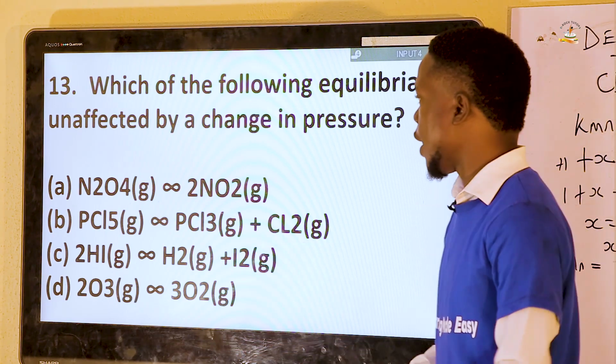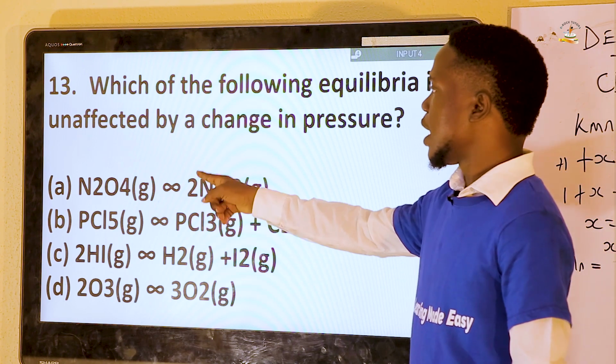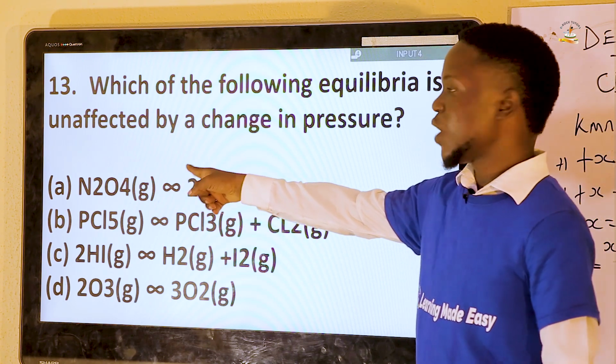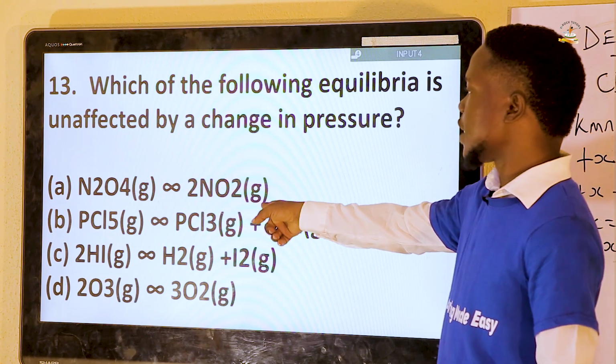So let's look at option A. Here we can see N2O4. So we have one molecule, but on the product side we have two.